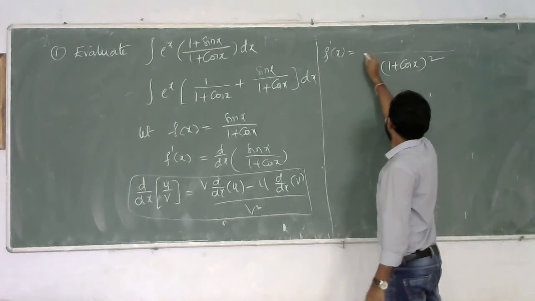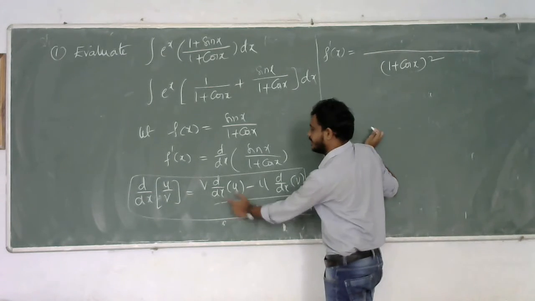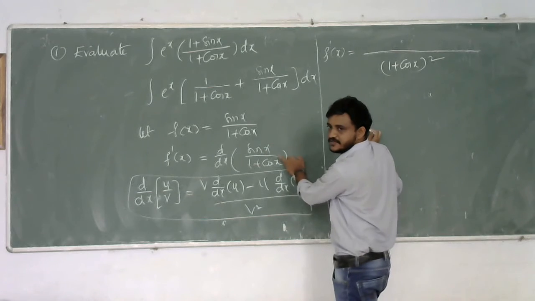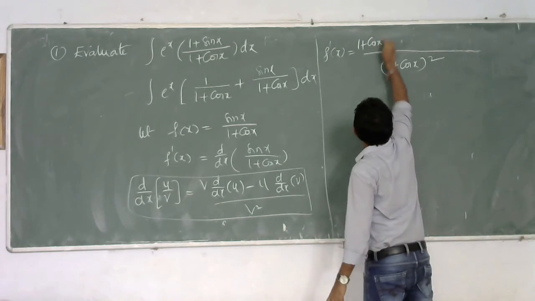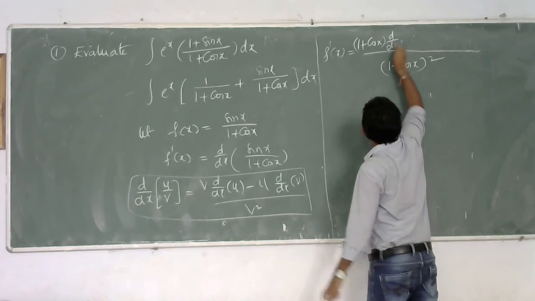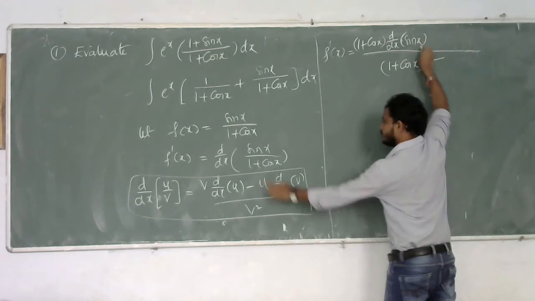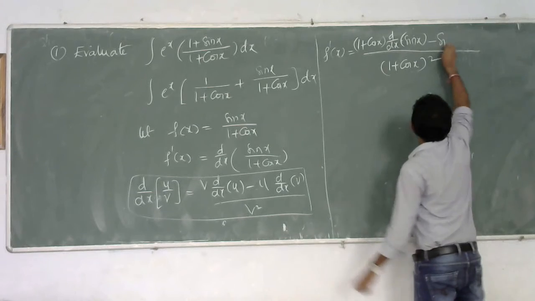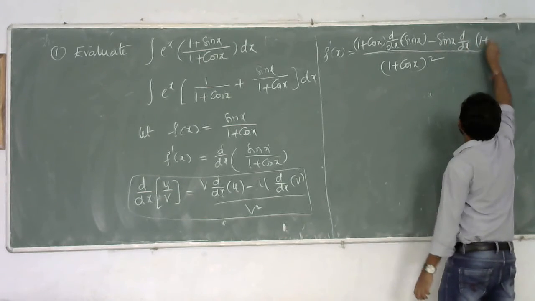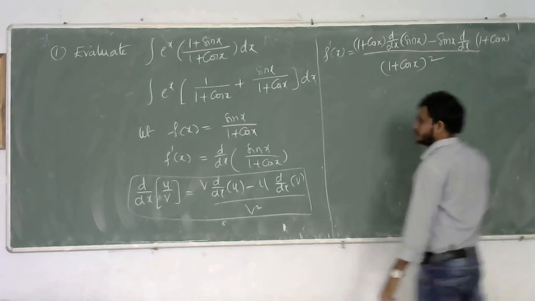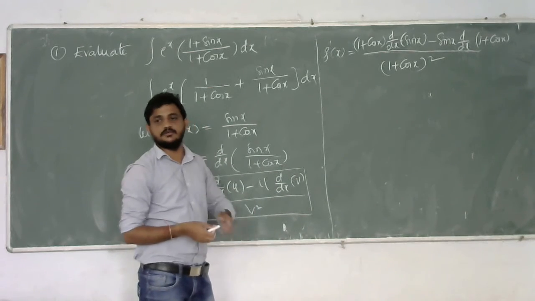Then in the numerator, first v into d by dx of u. This is u and it is v. First v, that is 1 plus cos x, into d by dx of u. What is u? sin x. Then minus u, that is sin x, into d by dx of v. So what is v? 1 plus cos x. Right? So we have applied the d by dx of u by v formula.